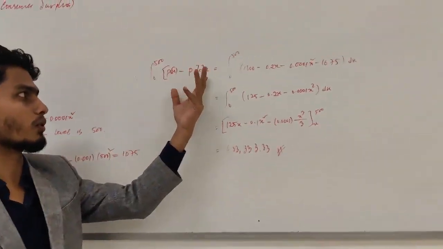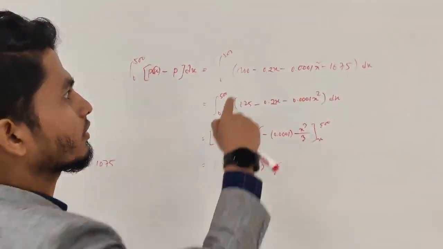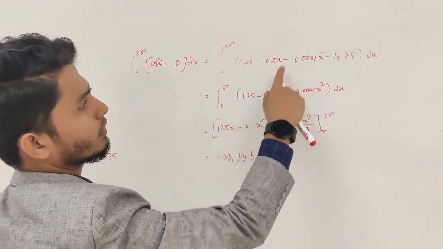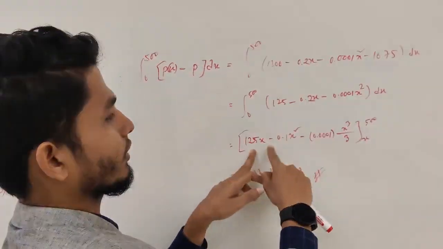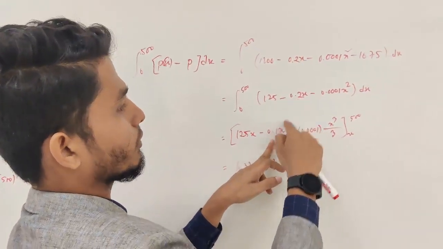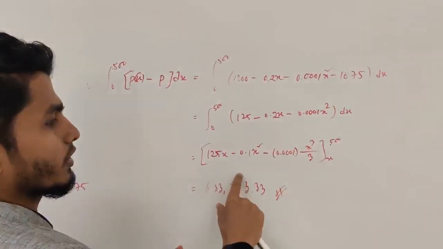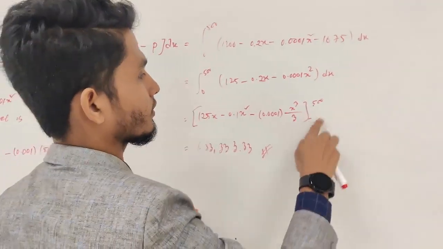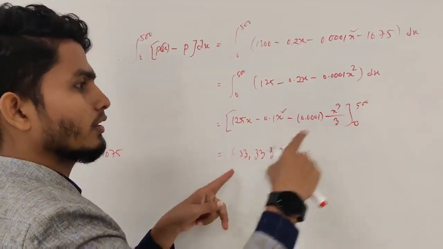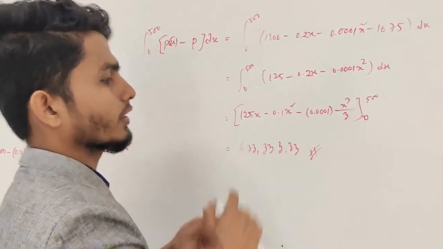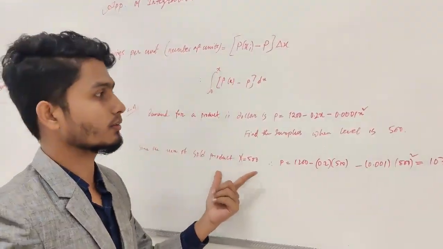Then we put the value in this equation, from 0 until 500. If you integrate 1200 minus 1075, that gives 125, then the same terms follow. Integrating, this one will be 125x, this one will be 0.2 times x squared divided by 2, and 0.1 times x cubed divided by 3. Then we substitute the boundaries from 0 to 500. If you subtract, you will find this value. This is the consumer surplus when 500 products are sold by this equation.